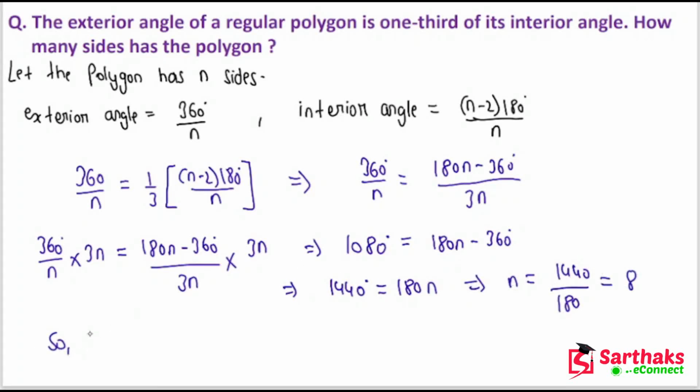So the polygon has 8 sides. So this is how you solve a question based on exterior and interior angle properties.